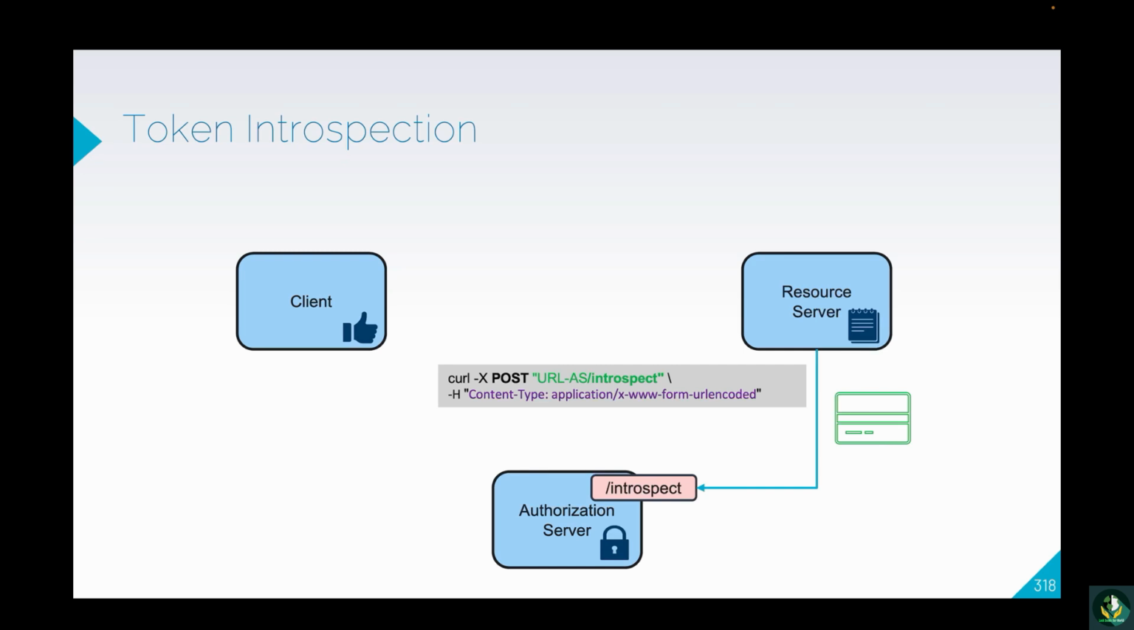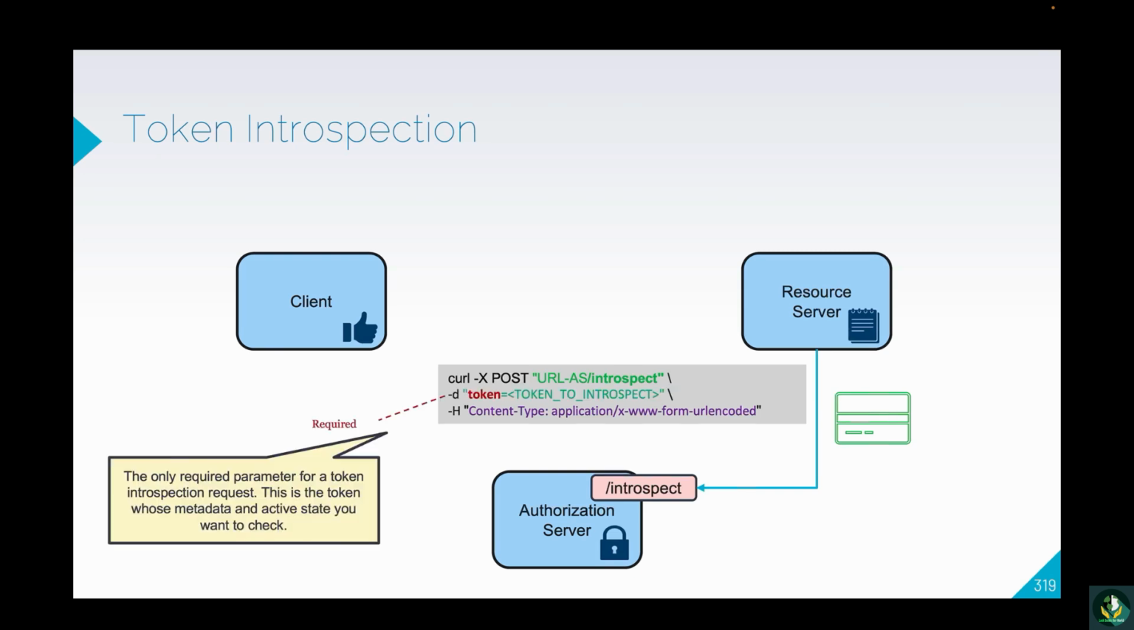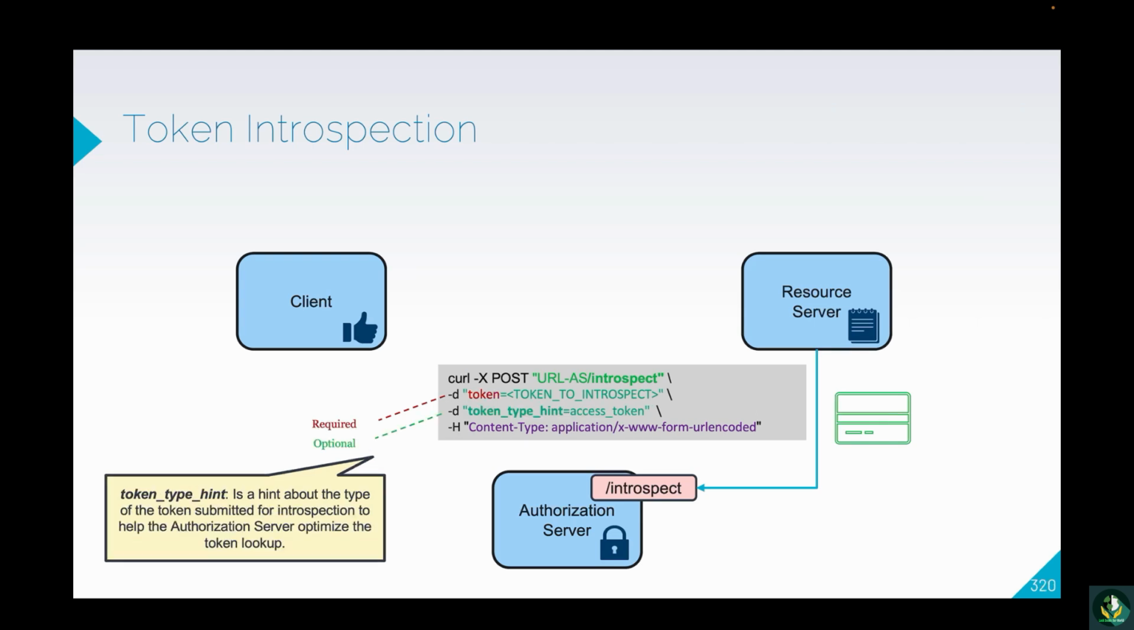Now let's take a step back and look at how this request is constructed. You have a POST request that points to the OAuth 2 introspect endpoint on the authorization server. The only required parameter in the request body is the token, which is the token to introspect. If you want to enhance the lookup process in the authorization server, you might also include the optional parameter token type hint, where you can provide a hint about the type of the token being submitted for introspection.